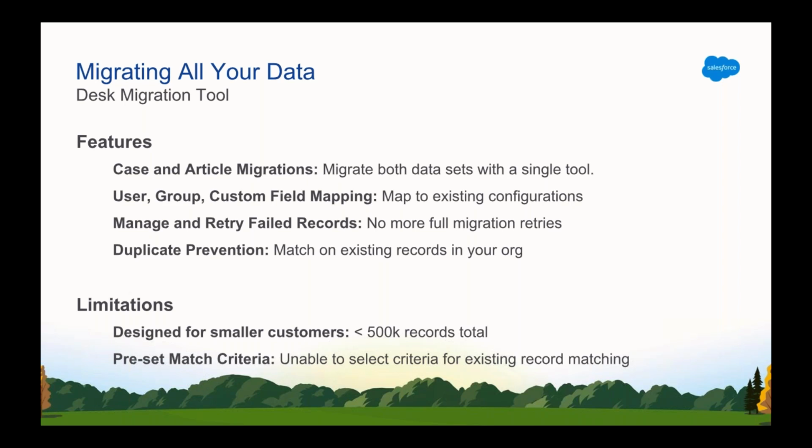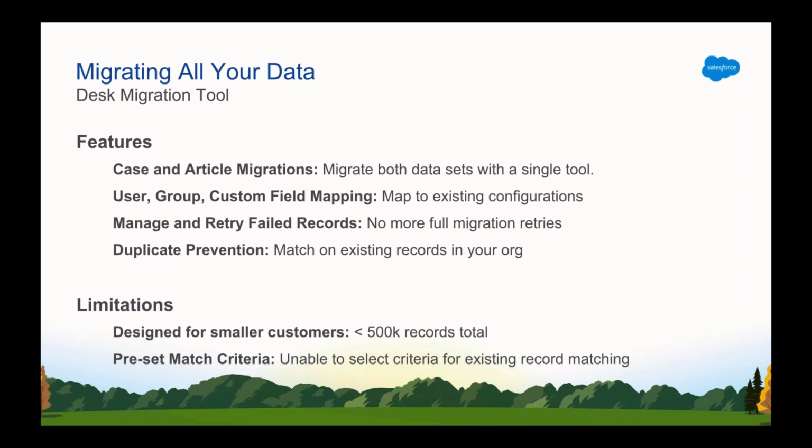And then the current limitations are it's a little bit slower. It's designed for smaller customers, but we hope to expand that and make it more available for larger customers. But it's really designed to work with our smaller customers. And then right now it's pre-selecting what we're matching on existing records on. So for contact, it's the email, and for account, it's the name. But you're actually not able to change that right at this moment.